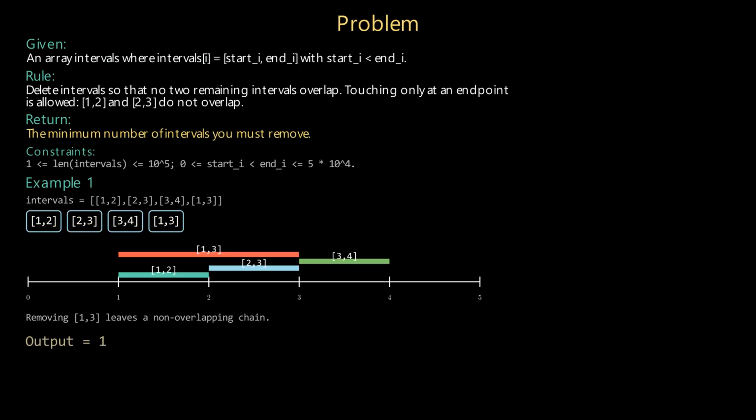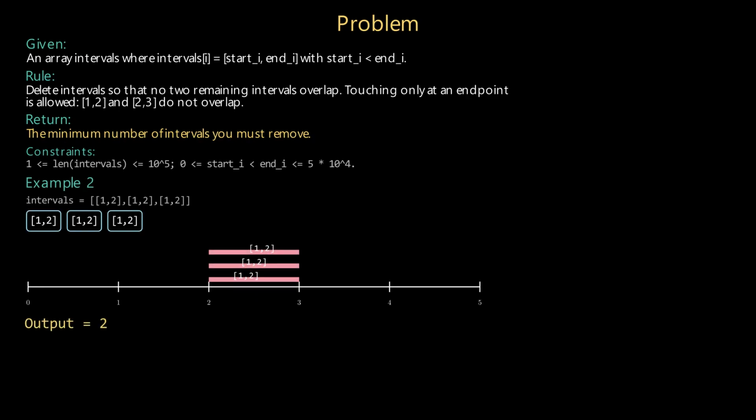Example 1: intervals [1, 2], [2, 3], [3, 4], and [1, 3] on a timeline. The first three chain end to start without crossing interiors. The wide interval from 1 to 3 swallows part of that chain, so it collides with more than one neighbor. Removing only that wide interval leaves 3 safe intervals, so the answer is 1.